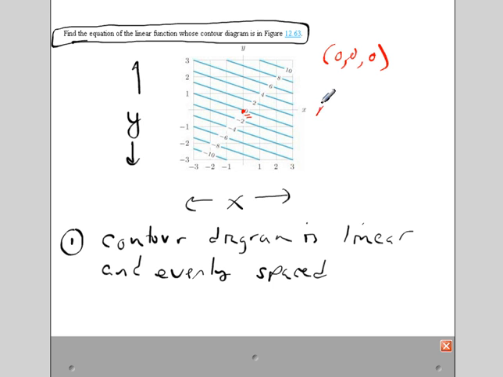And if we think about what's the change in z as we change x, so let's hold y fixed, and let's start at this point, and let's move over until we hit another contour line. So we had to move over 2 in the x direction. And when we did that, we went from a contour line of 0 to a contour line of 2. So the change in z was 2. So that shows that dz/dx equals 1. And notice that's going to be the case anywhere.